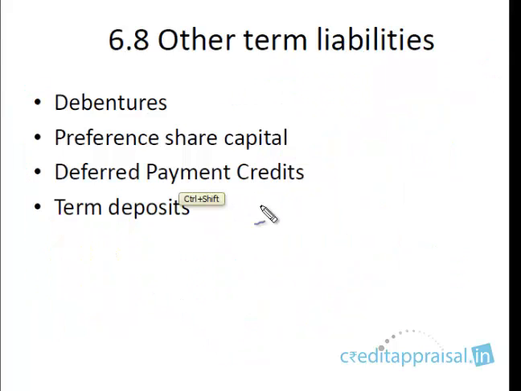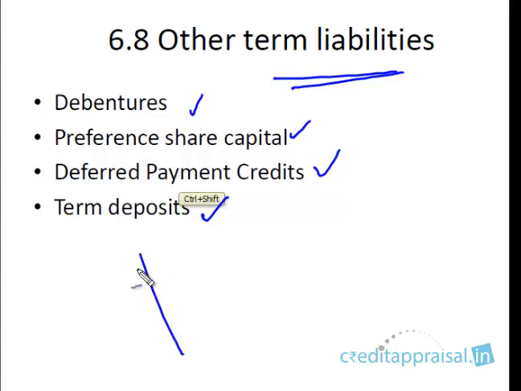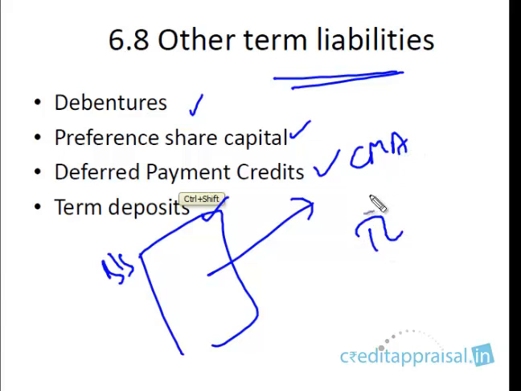The items that we are going to discuss in this segment are debentures, preference share capital, deferred payment credits and term deposits. All of them are classified under term liability. So whenever you see any of these items in the balance sheet which you are analyzing, in the CMA data, you have to classify this as a term liability. All these items are term liabilities.